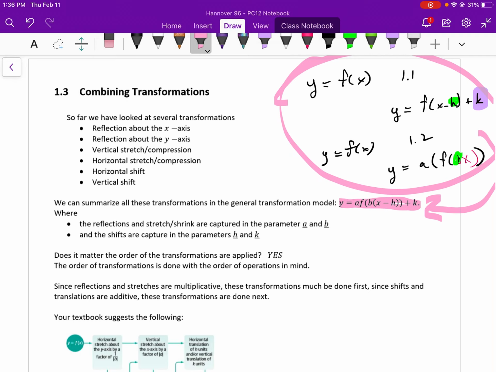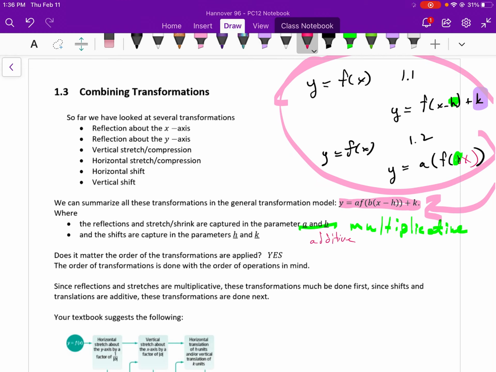The reflections and the stretch and shrink have to do with parameters a and b. And by the way, a and b are multiplicative. That is, you either multiply your x or y values by a constant a or b. Now, h and k were shifts, and if you look back to 1.1, these were additive.